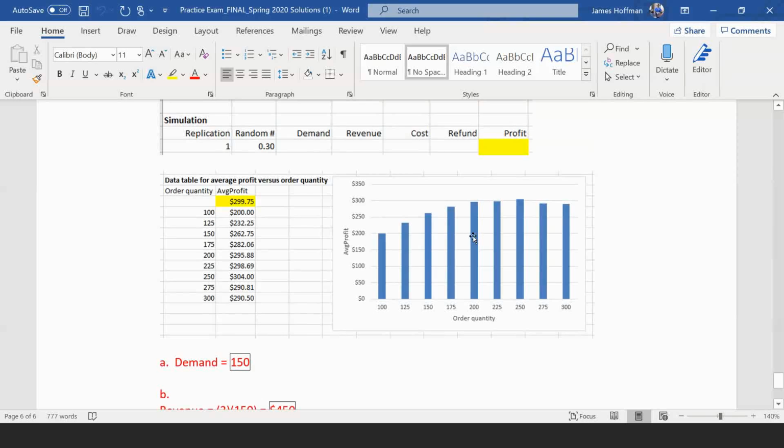Okay, so which order quantity gave us the highest value? It looks like it's 250. You can confirm that over here. Yeah, that's the highest one. So if you want to double check, just look through the average profits and which order quantity gave us the highest average profit. In this case, it was 250.